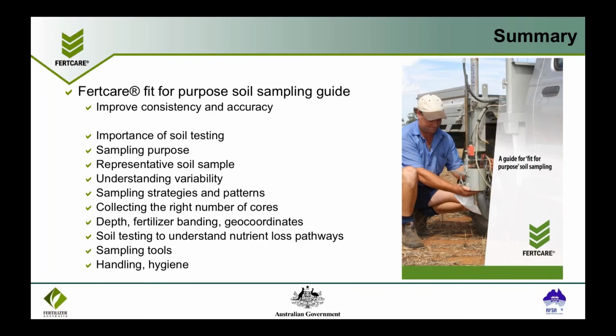Hopefully we've demonstrated to you the importance of soil testing, being clear about your sampling purpose, collecting a representative sample that accounts for the variability that you might find, some of the sampling strategies and patterns that you might use in sampling a farm, collecting the right number of cores, and the guidance in the document here is to collect between 30 and 40 if you can. Collecting the right depth, accounting for fertiliser banding issues, collecting geo coordinates.